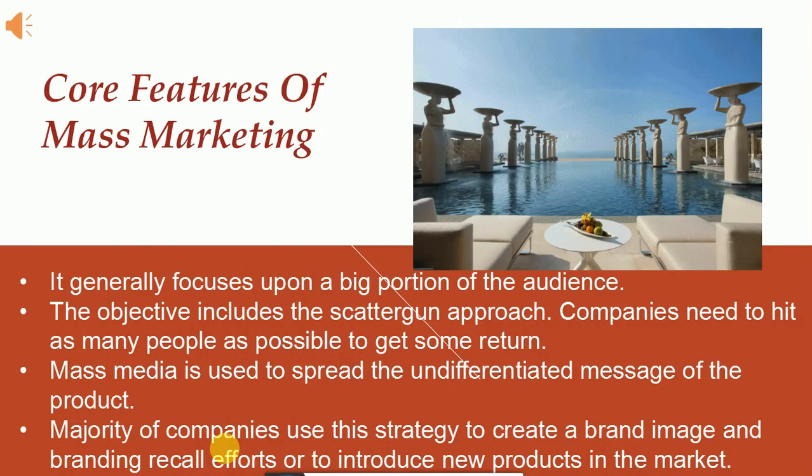Core features of mass marketing. It generally focuses upon a big portion of the audience. The objective includes the scattergun approach. Companies need to hit as many people as possible to get some return. Mass media is used to spread the undifferentiated message of the product. The majority of companies use this strategy to create a brand image, run brand recall efforts or to introduce new products in the market.